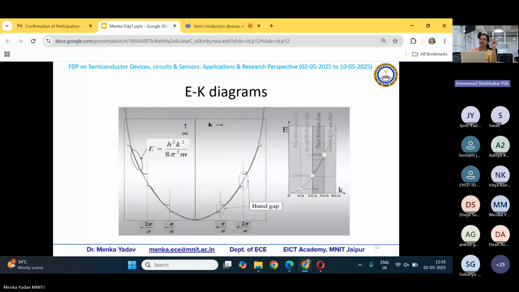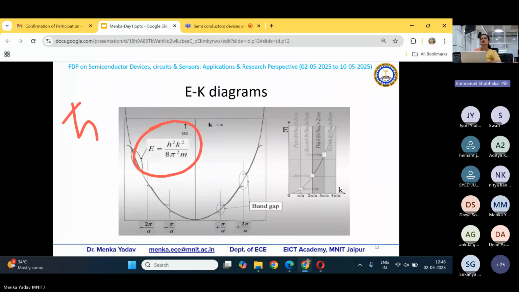So what is the EK diagram? EK diagram you can see over here. This equation E is equal to h cut square K square upon 2m, or h square. H is the Planck's constant. H cut is the reduced Planck's constant. H cut is denoted by this. That is h upon 2 pi, right? So E is equal to h square K square upon 8 pi square m. This is the formula.